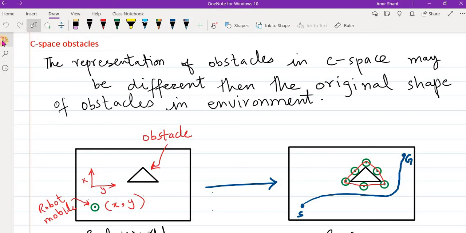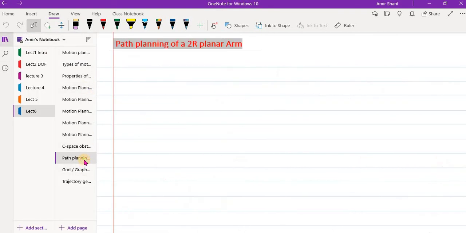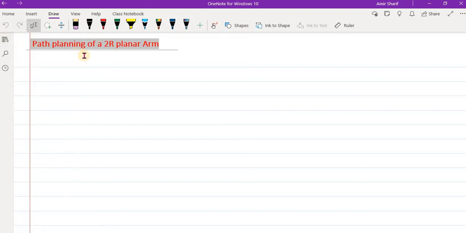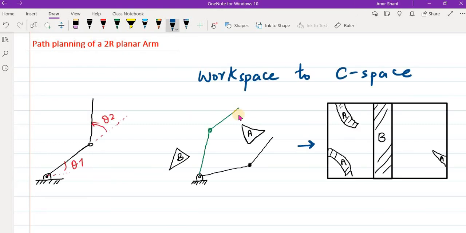Okay, now let's move forward and see how we can do the path planning of a 2R planar arm. This I already have drawn. So consider a 2R planar robot given in the leftmost side of the figure, and here you can see that it has two links and two joints with angles θ1 and θ2.